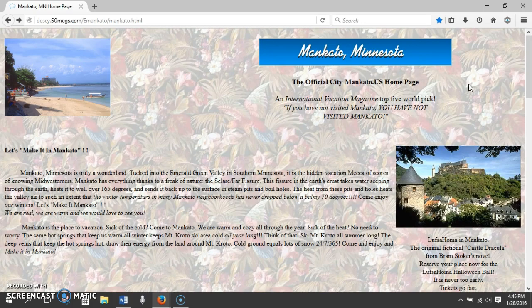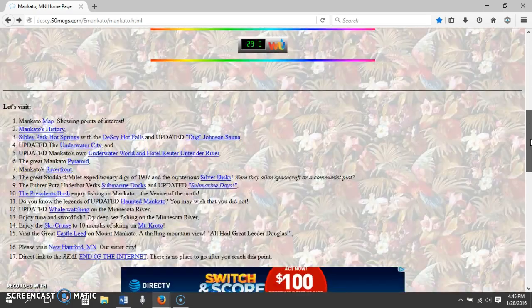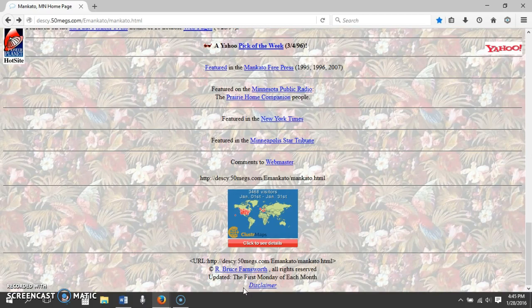Let's now look at when the website was written. Going back down to the bottom of the page, it says the website is updated the first Monday of each month, but it has no year or month. So was it updated the first Monday of this month or last month? Which year are we talking about? This is very confusing. Not knowing when the information was last updated makes me question this website's accuracy and reliability as being a good source if my report is on Mankato, Minnesota.